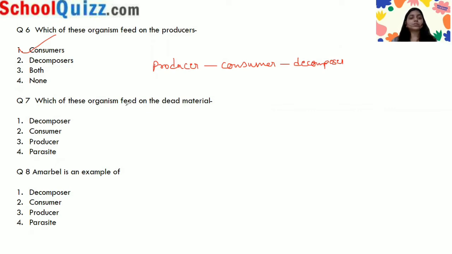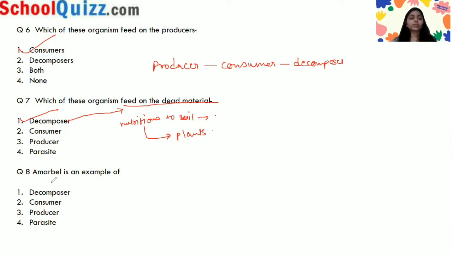Which of these organisms feed on the dead material? The options are decomposer, consumer, producer, parasite. Here it is clear that the consumer and the producer will not be the answer. You might be confused between the decomposer and the parasite, but the answer will be decomposer because they feed on the dead material. Because of this process, they give nutrition to the soil, and this nutrition will be used by plants, that is the producers.